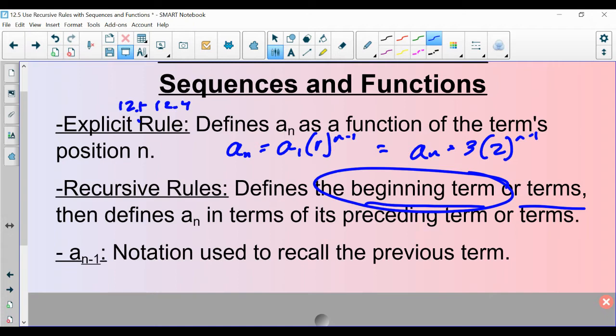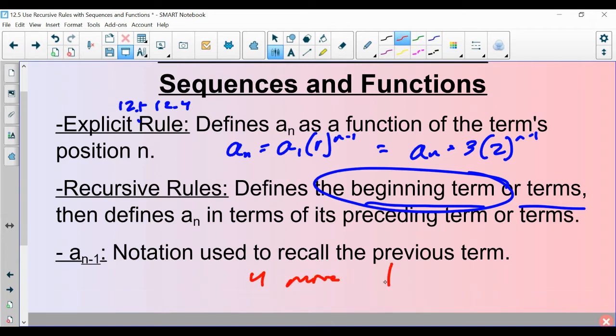We want to easily be able to denote or write the previous term. So instead of saying, hey, 4 more than the previous term, what we're going to say is 4 more than a sub n minus 1. 4 more than the term that came before it, a sub n minus 1. So anytime you see a sub n minus 1, that means the one that came before it. What do you think a sub n minus 2 means? That means the 2 terms that came before it.